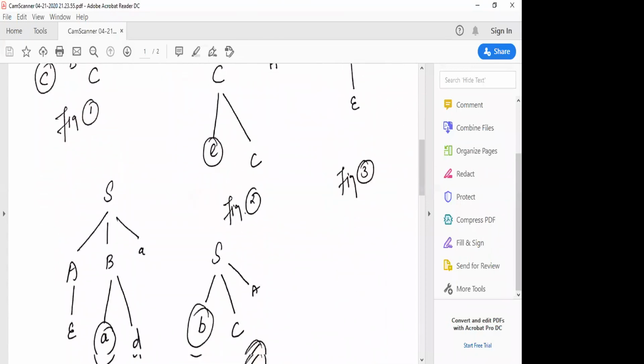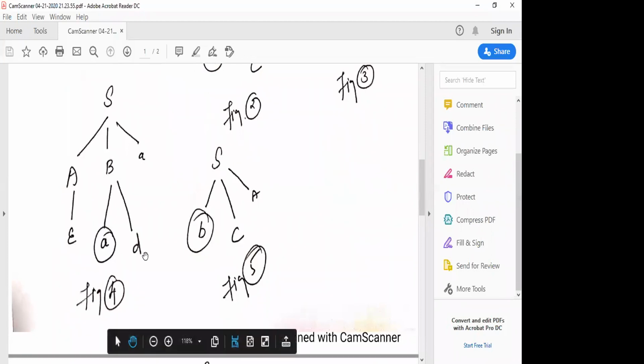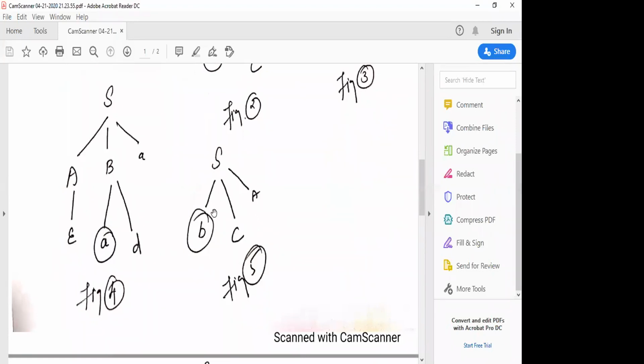Just a minute, students. Yes. Now look into figure 4. Now we are exploring the second alternative of B, which is replaced by AD. By the way, first set of B contained A. Now we are going with the second alternative of S. By the way, B is also included in the first set of S.